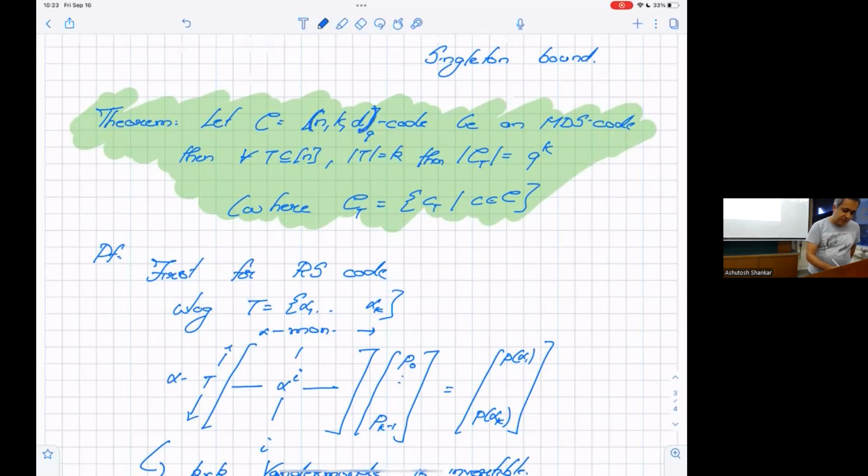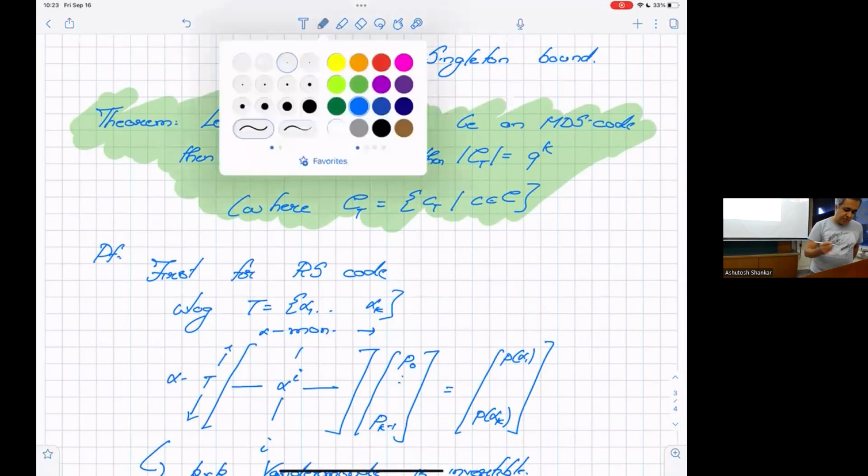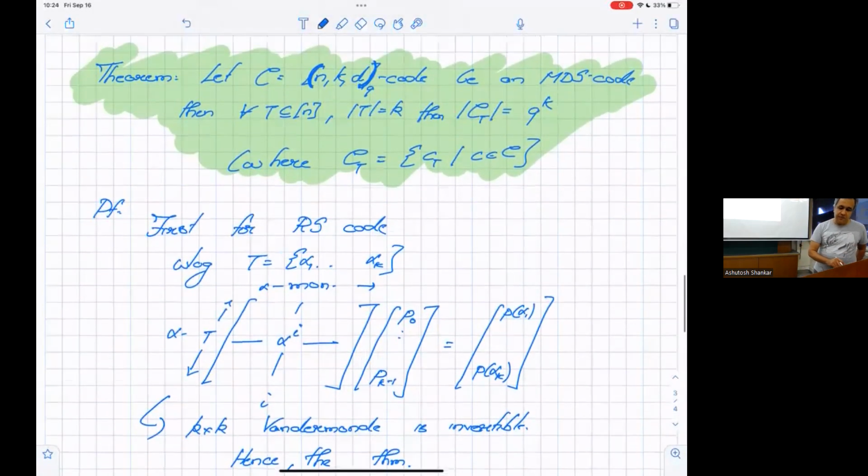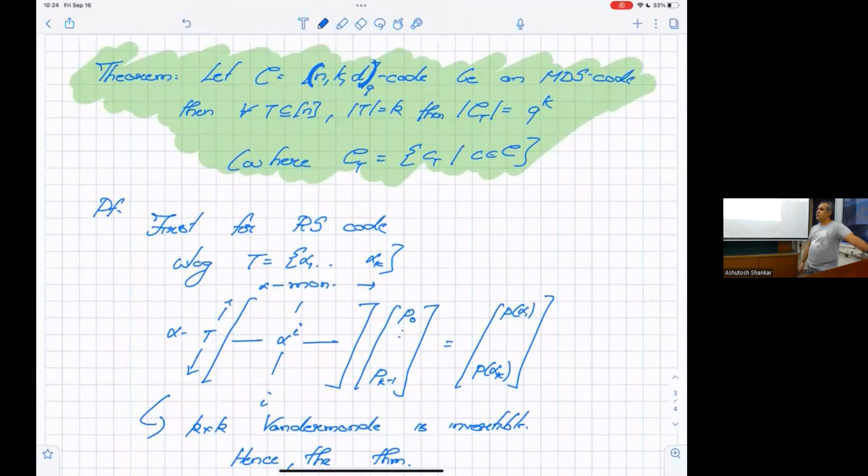Given an MDS code, you can show that the alphabet size has to be at least n. In fact, I think you can get n. There are of course things which are larger, but I think you can get n, because it's not hard to see. It requires a bit of work.